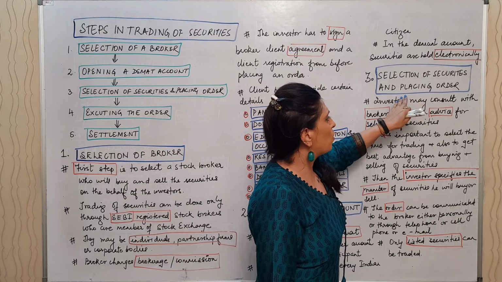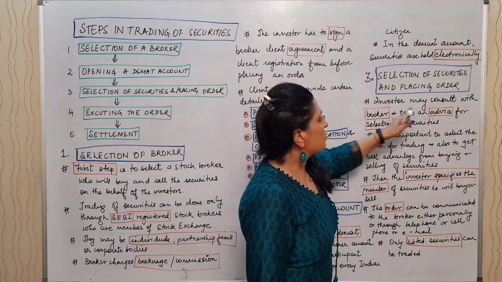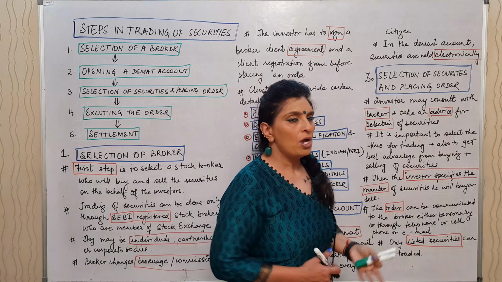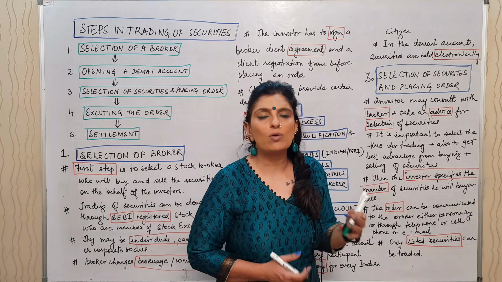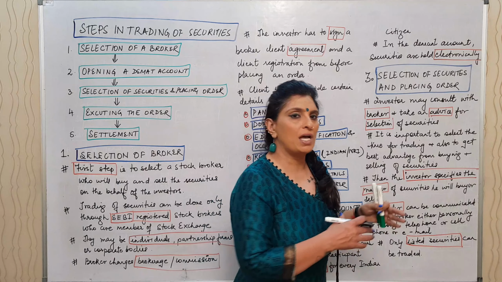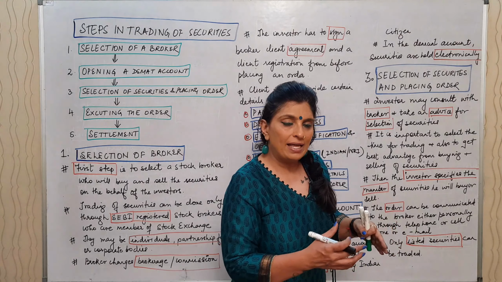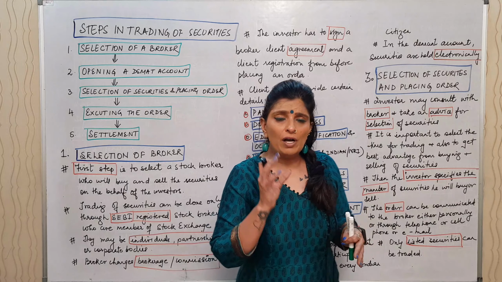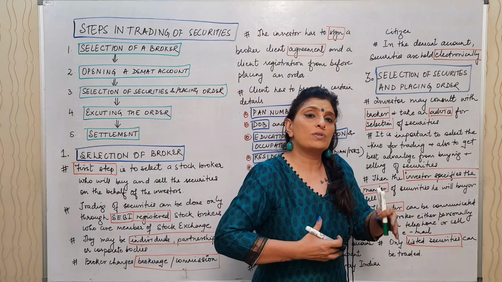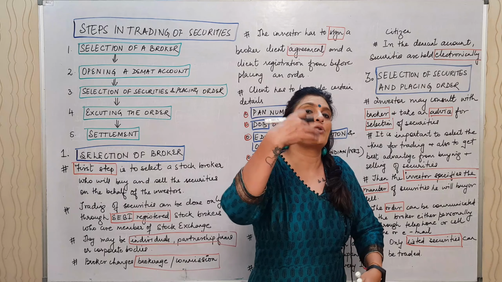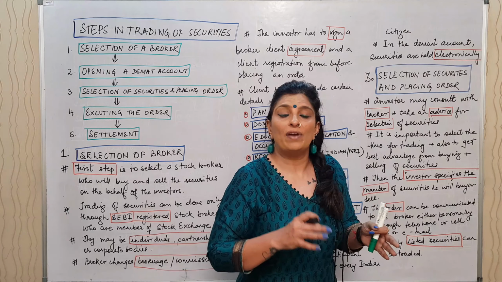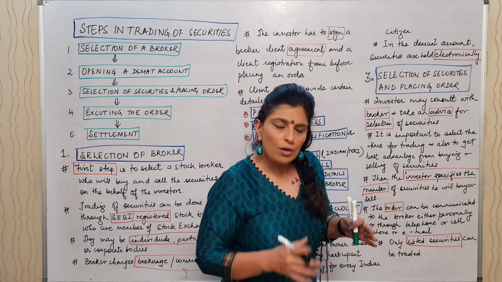Next is selection of securities and placing the order. The investor may consult a broker and take advice for selection of securities. Usually brokers do advise about what kind of securities to buy on the stock exchange or what kind of securities are to be sold. Once we did the functions of the stock exchange, we talked about disinvestment and reinvestment. So if you want to sell off your old securities and buy securities of another company, that kind of advice is provided by the broker.